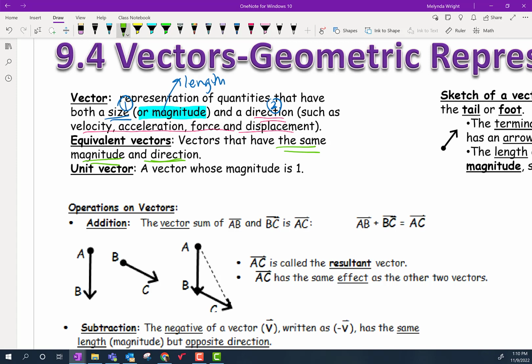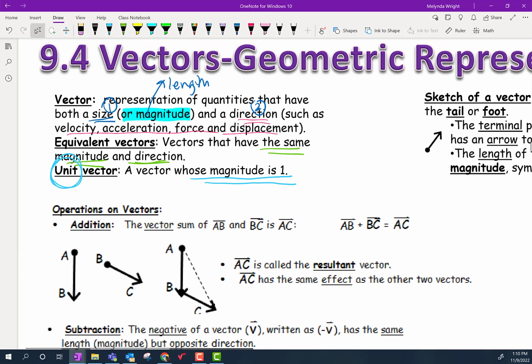A unit vector. Unit vectors are going to be important to us. We're going to learn how to create a unit vector. What is a unit vector? A unit vector is a vector whose magnitude is 1. So what I would like for you to think about just for a moment, we've used something called the unit circle. We've used the unit circle quite a bit up to now.